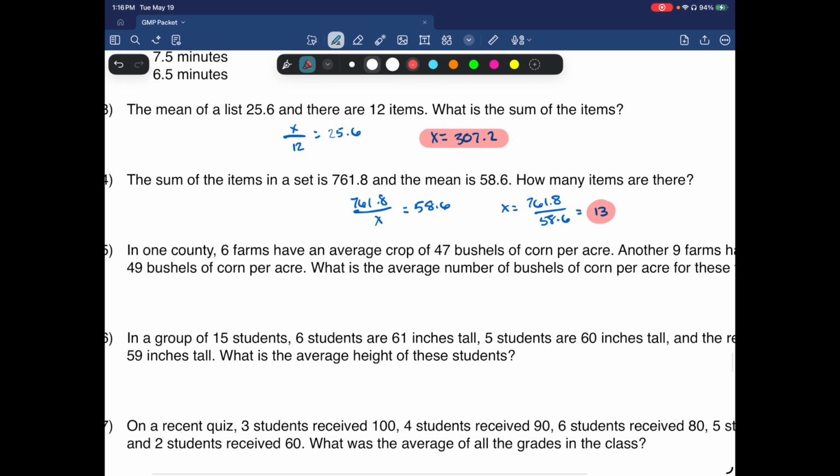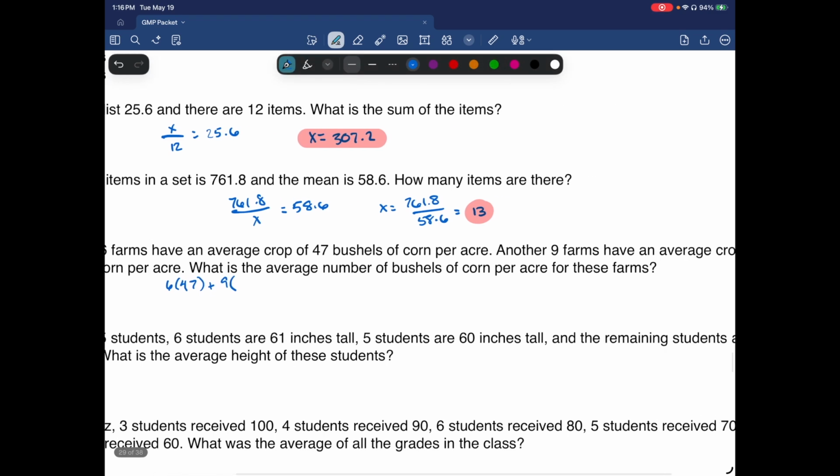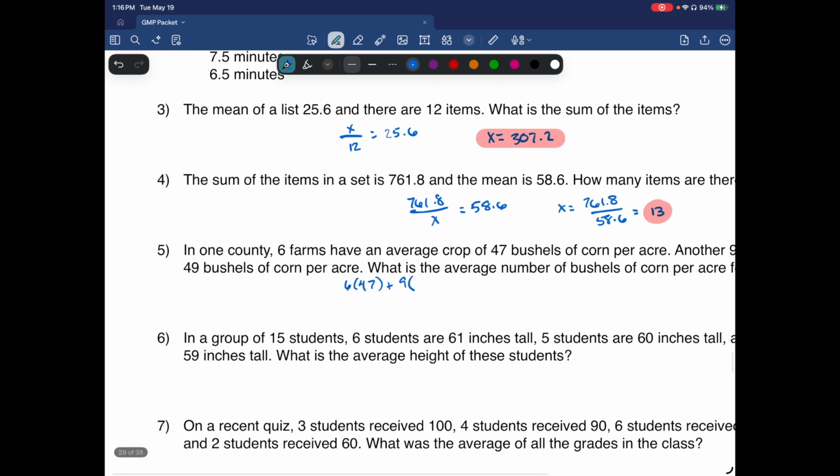So that's going to be 6 of them. 6 of the farms have an average of 47, so 6 times 47 plus 9 times 49 over 15. What does that give you? So you can put that in your calculator, and that gives you an average of 48.2 bushels per acre.